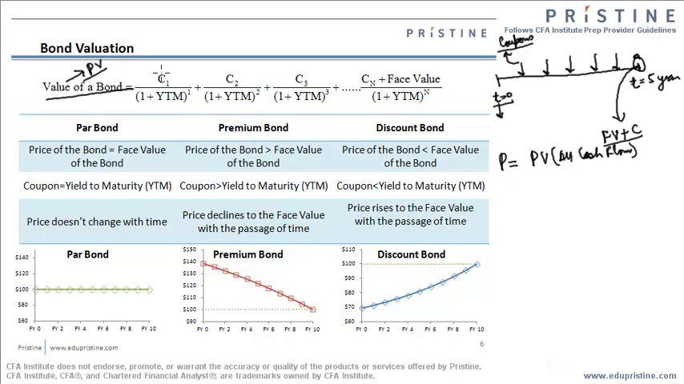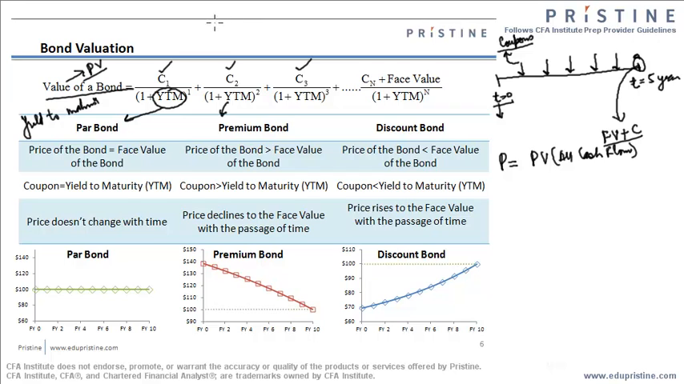So we know that after 1 year or after one period, we have a cash flow of C1. After 2 periods, we have a cash flow of C2. After 3 periods, we have a cash flow of C3, and so on. And the discount rate used for the price would be the yield to maturity. So if I discount all the cash flows with this discount rate, I will get the price of the bond, right?